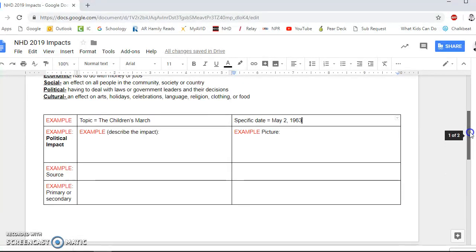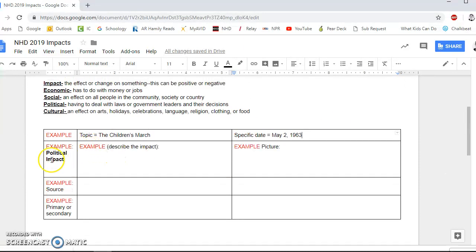Great. Okay, so I know I'm looking for a political impact related to my topic. And I see here that political means having to deal with laws or government leaders and their decisions. So I have some good research terms here that I could use when I'm doing my searching. I also want to remember that my topic, the Children's March, is related to the greater civil rights movement in America, so that might also be helpful as I'm searching.